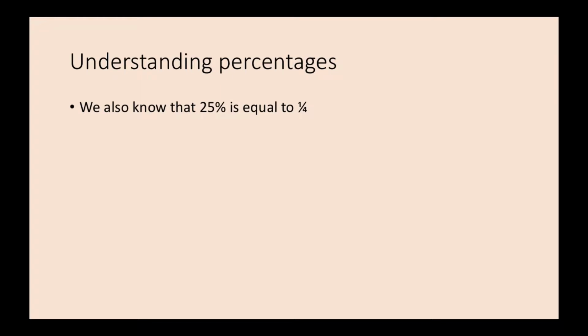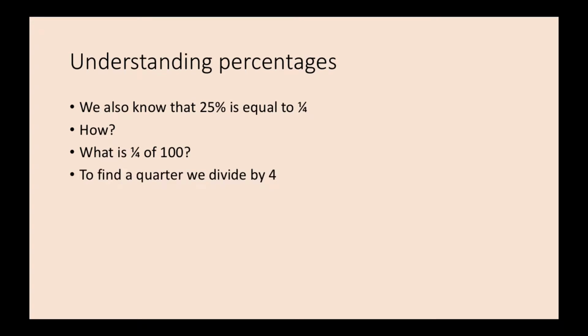As I said earlier, we also know that 25% is equal to a quarter. That's because a quarter of 100 is 25. To find a quarter, we divide by 4, because again, it's on the bottom of this fraction here. 100 divided by 4 is 25, giving us 25%. So if I wanted to know what 25% of 400 was, I know that I can just divide 400 by 4, giving me 100.